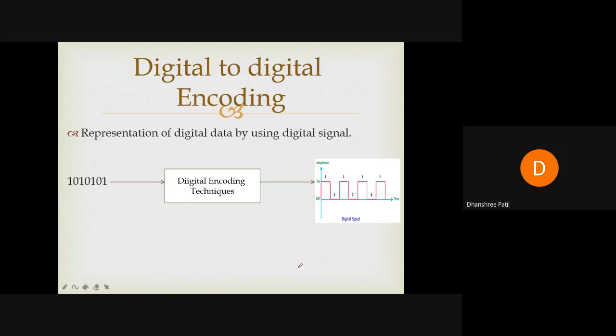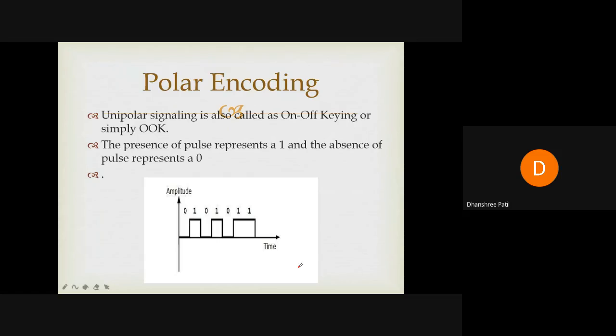There are certain types of encoding techniques. Polar encoding, which is also called unipolar or on-off keying, is the presence of a pulse representing 1 and the absence of a pulse representing 0. Pulse here means signal. So if the signal is present, it represents 1, and if the signal is absent, it represents 0. This is called polar encoding.